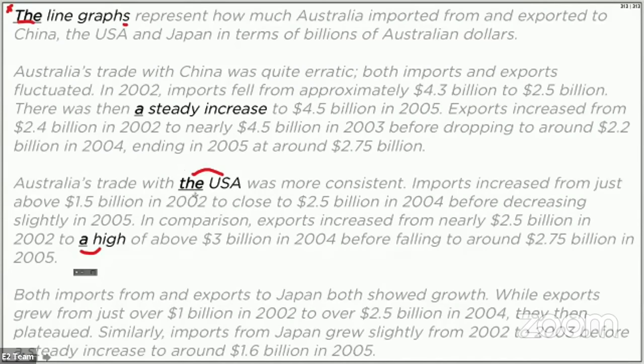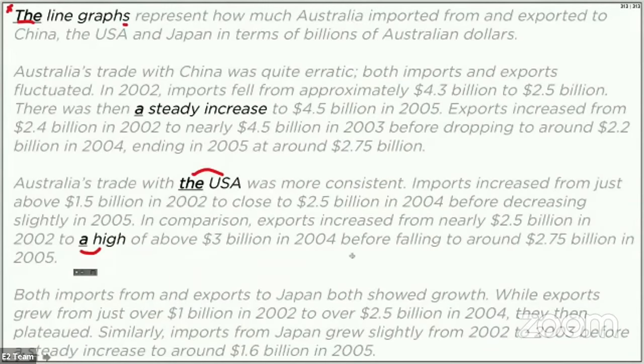The, and a. But here's the thing with articles is, when do you not use an article? Well, let's look at that as well, because that's just as important for accuracy. Look here at the word Japan. We don't say both imports from and exports to the Japan. No, it's not the Japan, it's just Japan. Or here, why don't we just say both the imports from and the exports to? Both the and the. Well, this is where, to be perfectly honest with you, this is where articles become kind of crazily difficult.